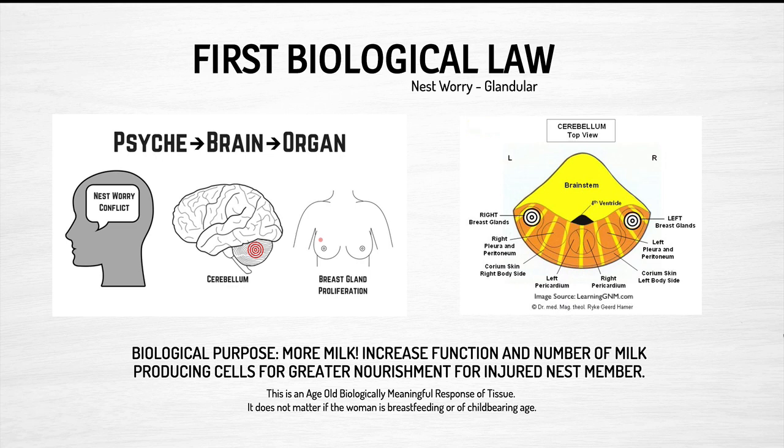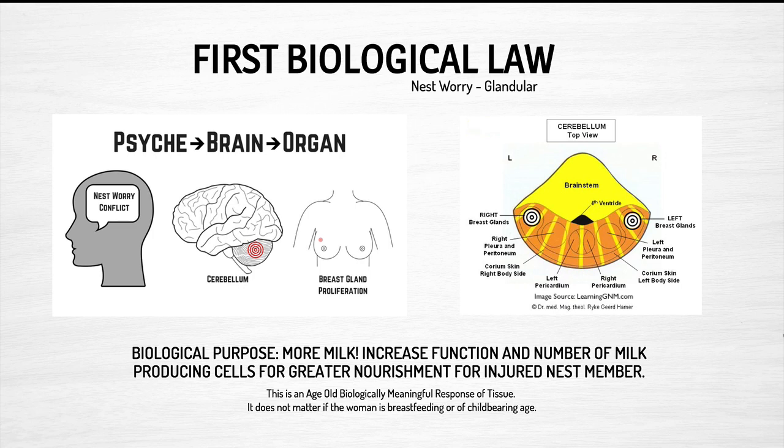This is directed, and this is on purpose by the biology of your body. The reason is for more milk. Your body is increasing the function and the number of milk-producing cells for greater nourishment for the injured nest member. While this may seem kind of strange, why would the body do this? Why would the body make more breast gland tissue?